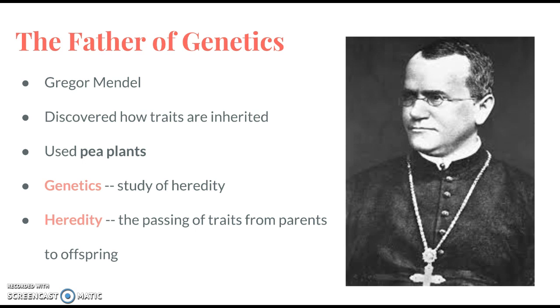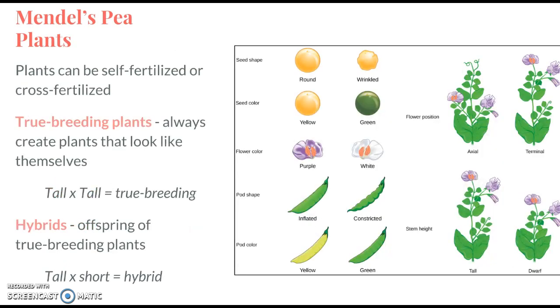This was before we even knew what the structure of DNA was. He used pea plants to do this, and I'll talk about that in the next slide. The two words on this slide that you need to know are genetics, which is the study of heredity, and heredity, which is the passing of traits from parents to offspring. Hopefully you've heard both of those words before.